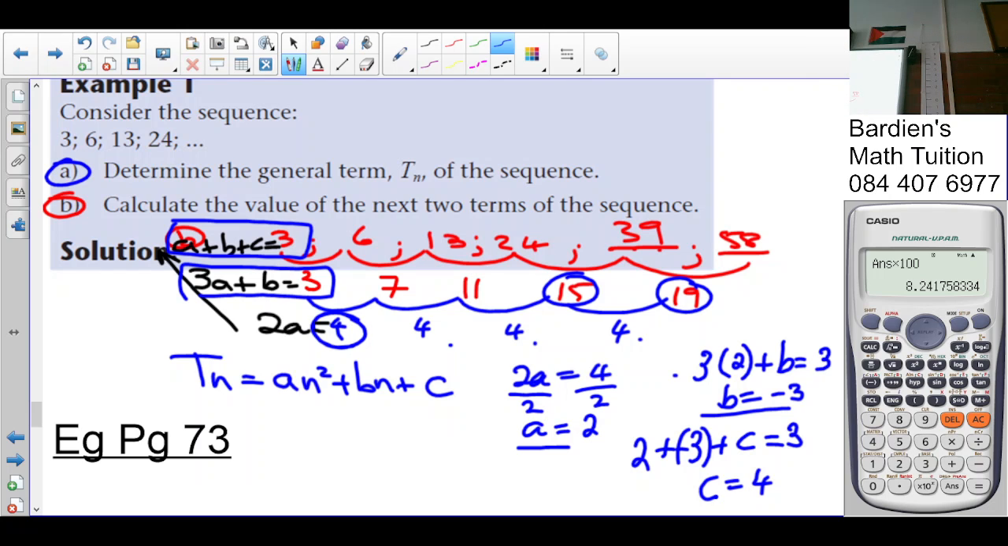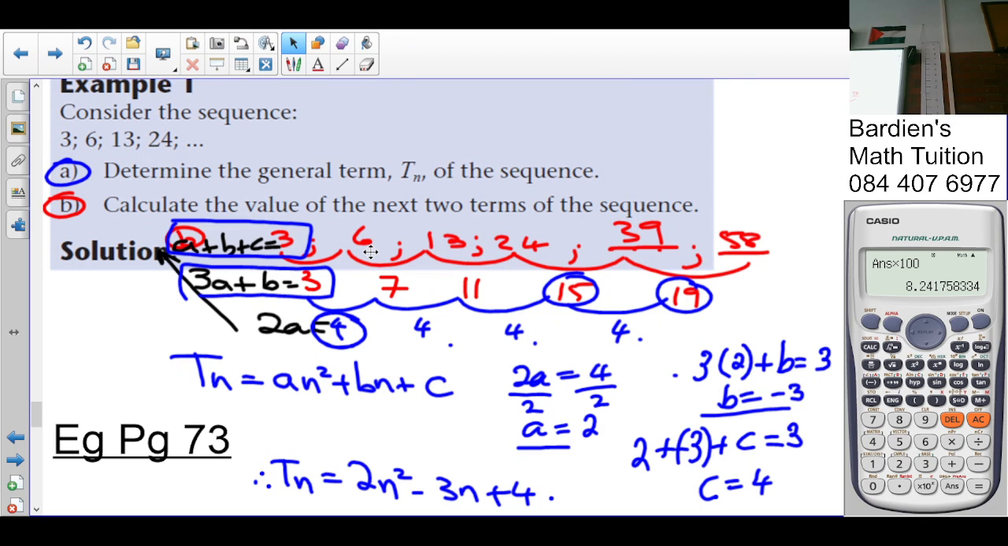Any confusion? Am I moving too fast? No? Okay. So therefore, Tn is equal to a, which is 2n squared, b, which is negative 3n, c, plus 4. Now you see the sum is worth 4 marks, determining the equation. It's worth 4 marks. So it's going to be worth my while to check if I'm correct.